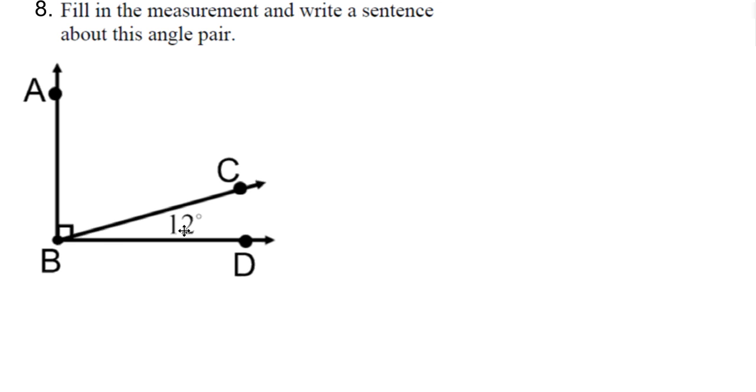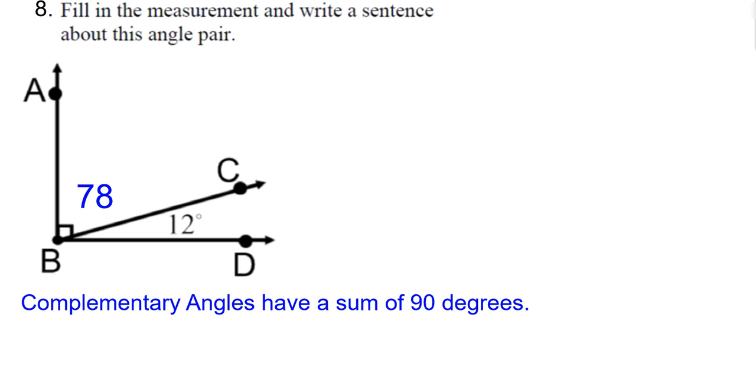Well, if our total should be 90, we've used up 12. That means ABC would be the difference. 90 minus 12 is 78 degrees. Again, we use complementary angles having a sum of 90 to find that result.